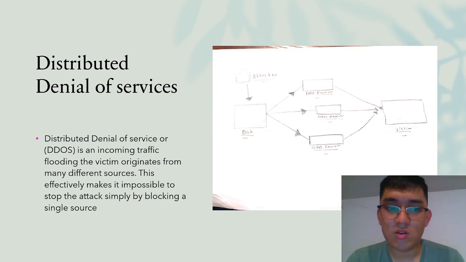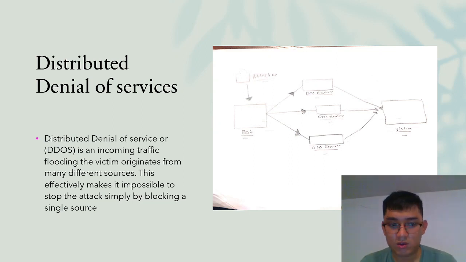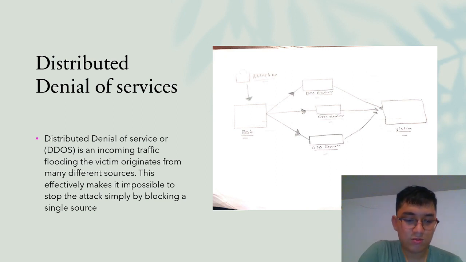The last one is distributed denial of service. Now, distributed denial of service, or DDoS, is when the incoming traffic flooding the victim originates from many different sources. This effectively makes it impossible to stop the attack simply by blocking a single source.